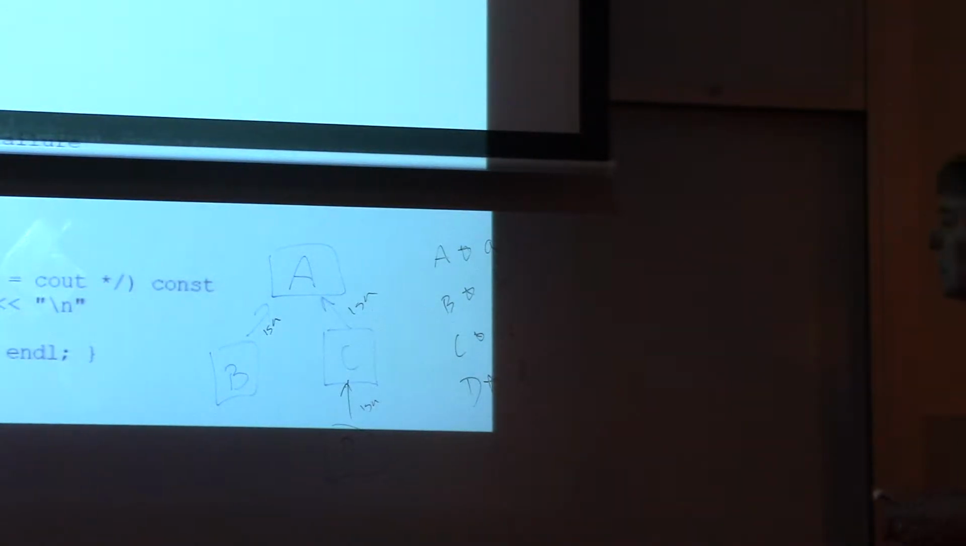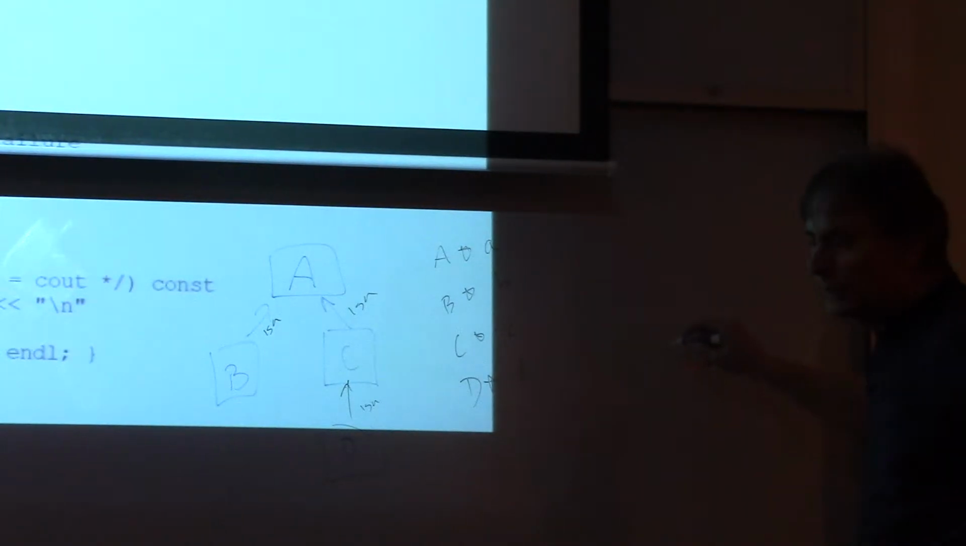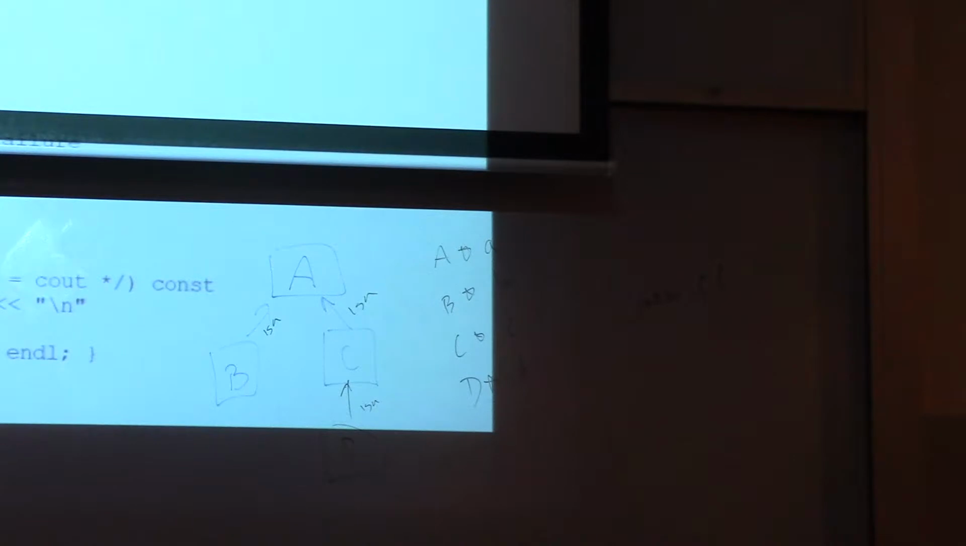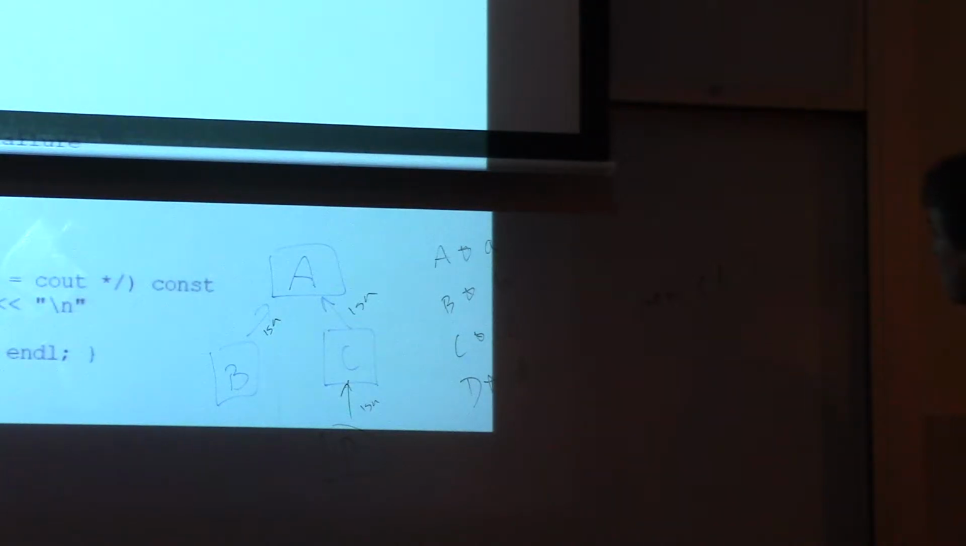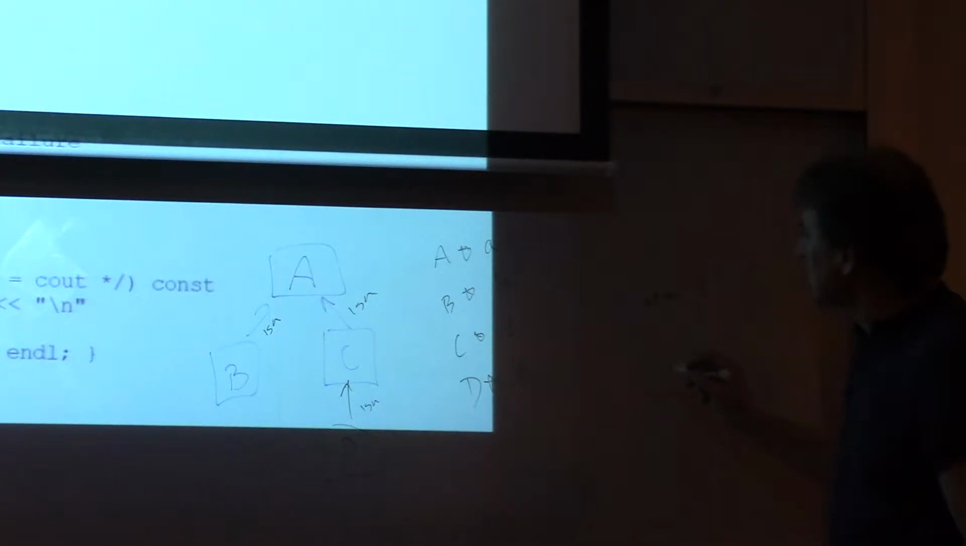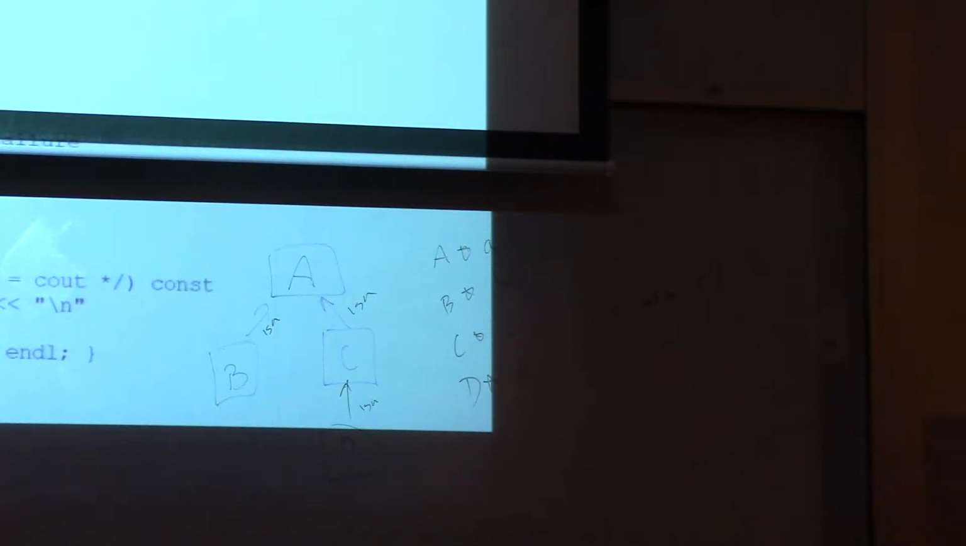Okay. Now, we can create objects. So let's say we say new C. Okay, what's that going to do? That's going to create one of these things. And so I'm going to say C is equal to new C. Does that make sense? Okay. Just make sure. Chris?